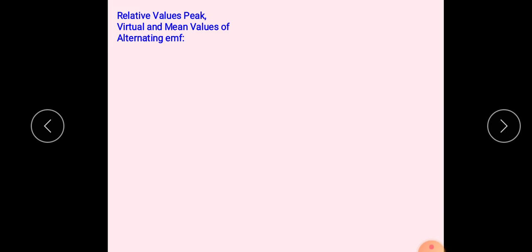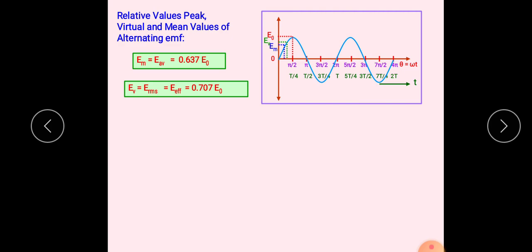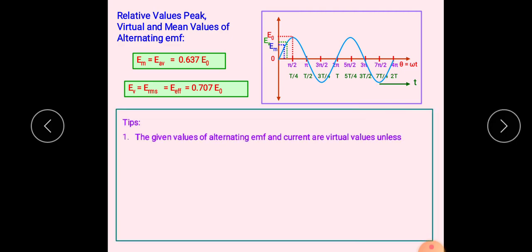Now the relative values: peak, virtual and mean values of alternating EMF. E average is 0.637 E naught, E RMS is 0.707 E naught. But we have to keep in mind that the given values of alternating EMF and current are virtual values unless otherwise specified in any numerical problem. Suppose, for example, 230 volt AC means E RMS, E effective, is 230 volt.